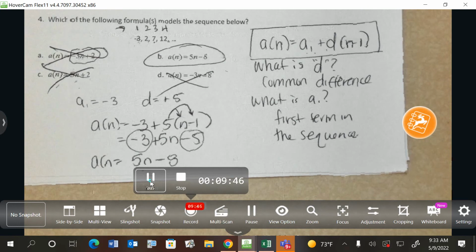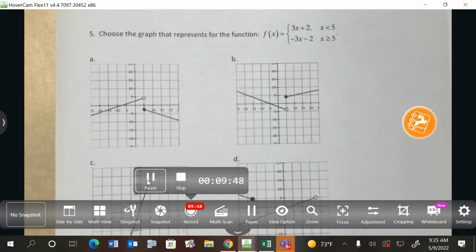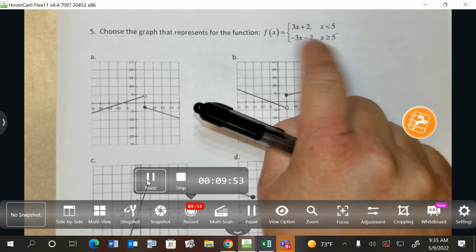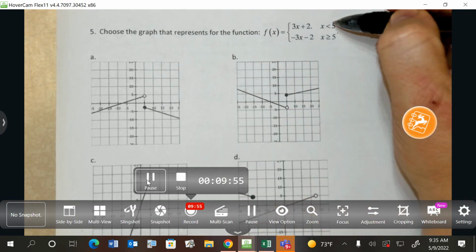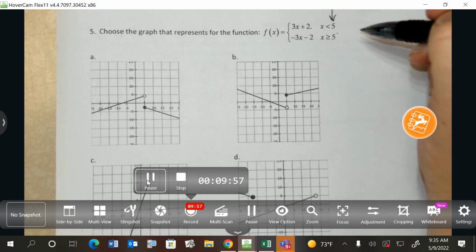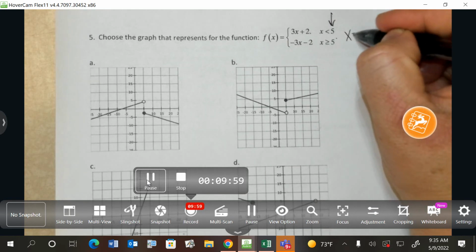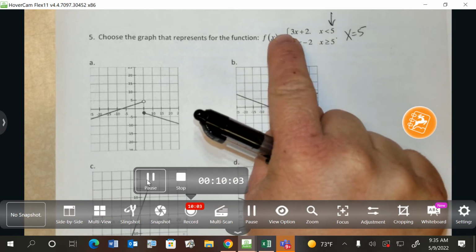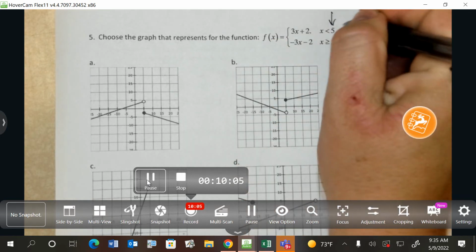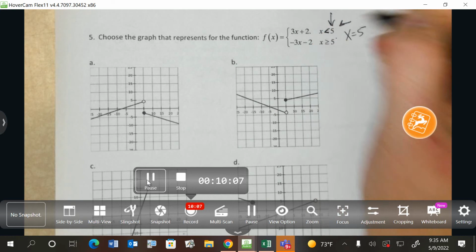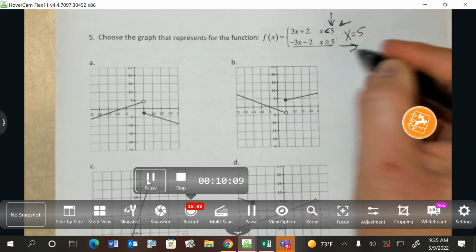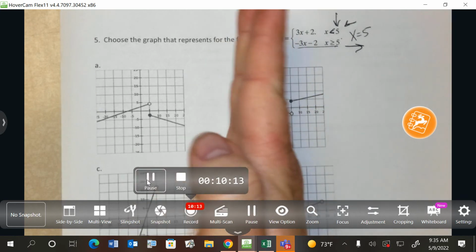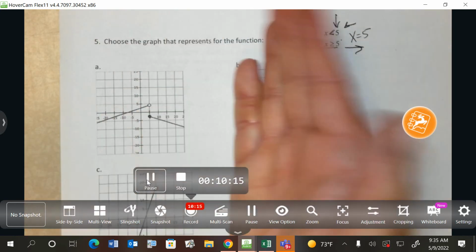So number 5, we have 4 different pictures, and we want to know which one aligns to this picture. Did everybody hear me? So first of all, look at this. Put a little arrow above this. I know there's going to be a breaking point. Where x equals 5, there's going to be a breaking point. That means I'm going to do one graph like this to the left, because see the arrow to the left? And I'm going to do this graph to the right. But it's going to break at x equals 5. Like if I could put a wall here at x equals 5, you'd see one graph to the left and one graph to the right.